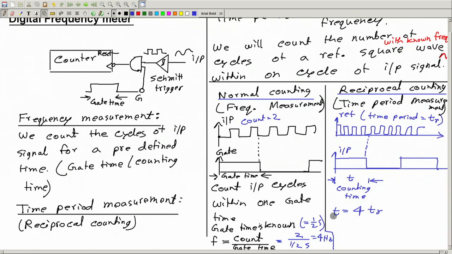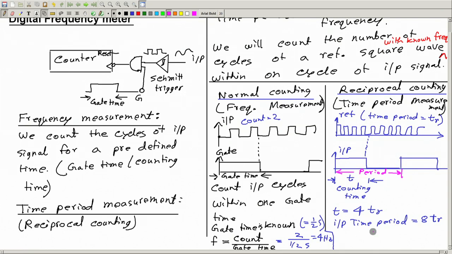Okay. So, and what will be the time period of the input signal? So, for this, input time period is therefore equal to 8 times TR, assuming that the duty cycle is 50-50. That means this is 50% of the total period. The period is from here to here. So, this is one time period, right?